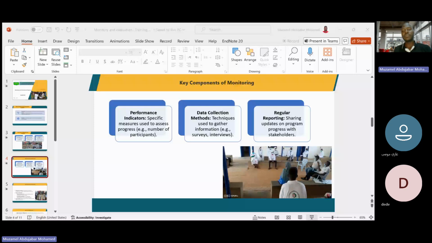Is it meeting our objective or not? This is creating the plan for the monitoring and evaluation. This is the third process.